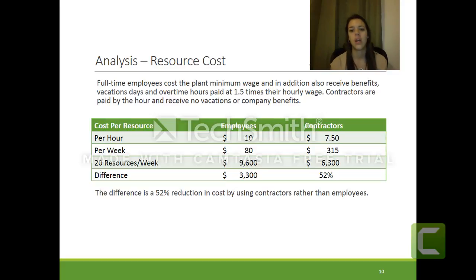So in order for us to evaluate this, we had the cost per employee, which included benefits, and for the contractors, what they're paid an hour and the hours that they would be working a week. This was multiplied by 20 resources a week, and the difference in cost between employees and contractors is about $3,300 on average. So the cost of contractors is 50% less than employees. This is definitely one of the significant cost drivers in the general plant costs.